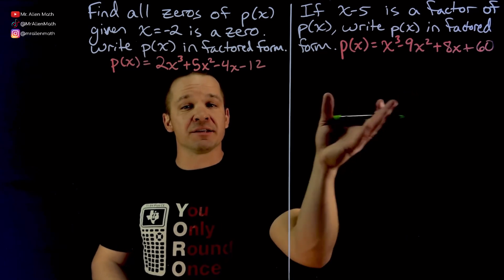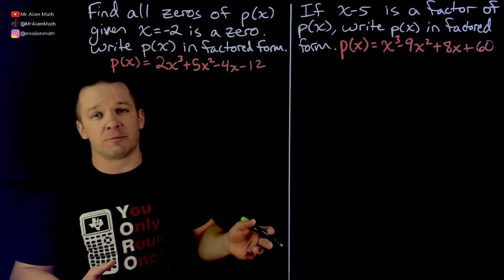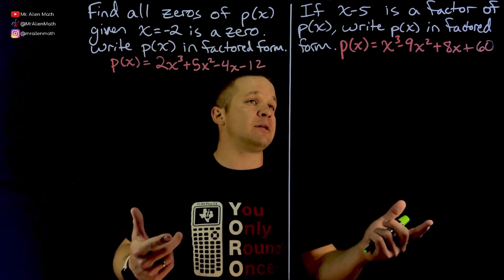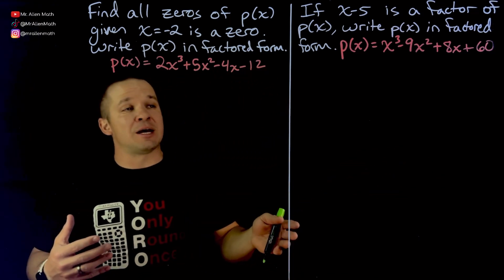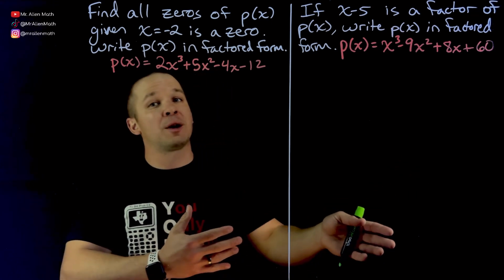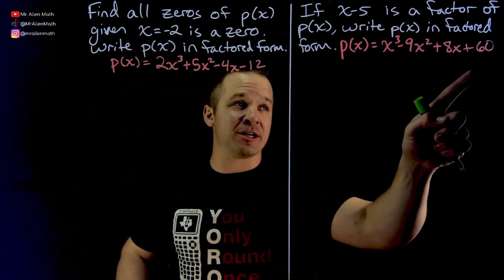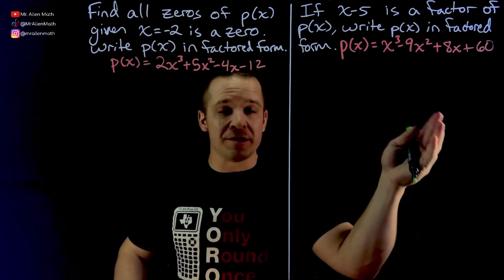Because right now I have this in standard form, and the one thing that standard form is good for is that I can get my y-intercept if I were to graph this. It'd be (0, 60). But I don't get any x-intercepts from standard form, so usually we want to put it in factored form if we want to find our x-intercepts. I can't factor p of x right here. I can't factor this by grouping. It would not work that way.